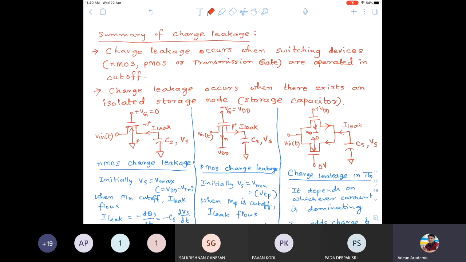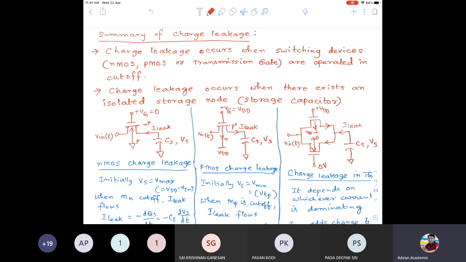The summary of charge leakage is that charge leakage occurs in switching devices. I have taken three case studies here. One is an NMOS transistor acting as a pass transistor. There is a switch. Second, a PMOS transistor as a pass transistor, and third, a transmission gate. A transmission gate is a combination of both NMOS and PMOS connected in parallel. So these three switching devices we have used to discuss the concept of charge leakage.